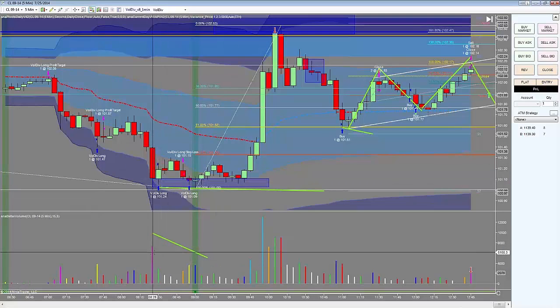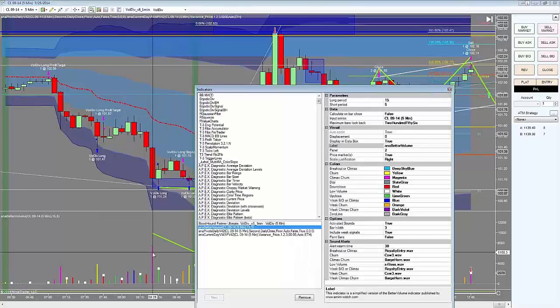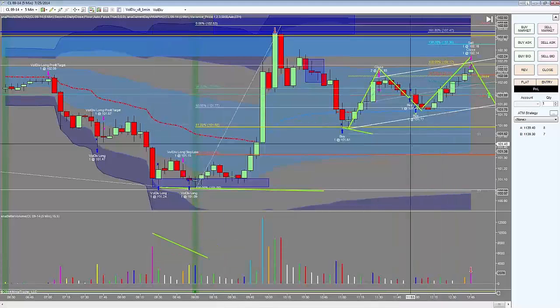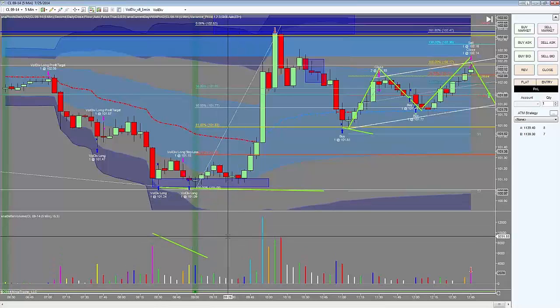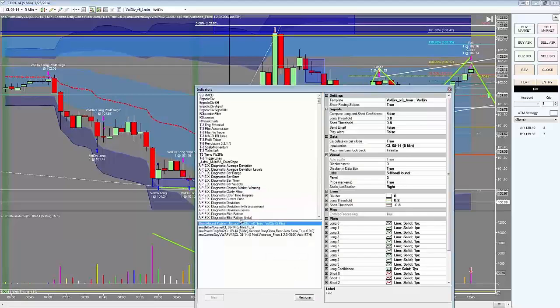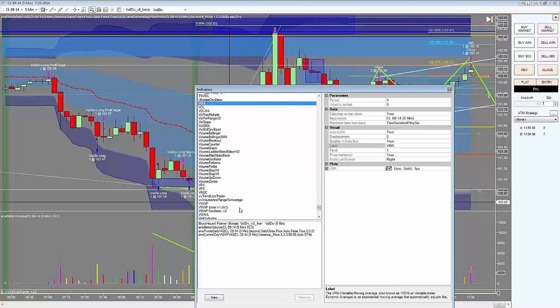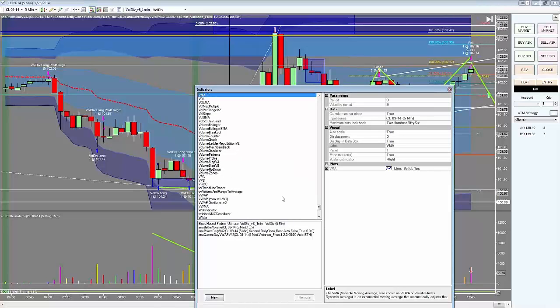Now this is a climax churn, so it's the highest volume per range. Now think about this: the highest volume per range. I'm going to show you now. Oh, I don't have it on this new computer. Volume per range. No, I don't have it.